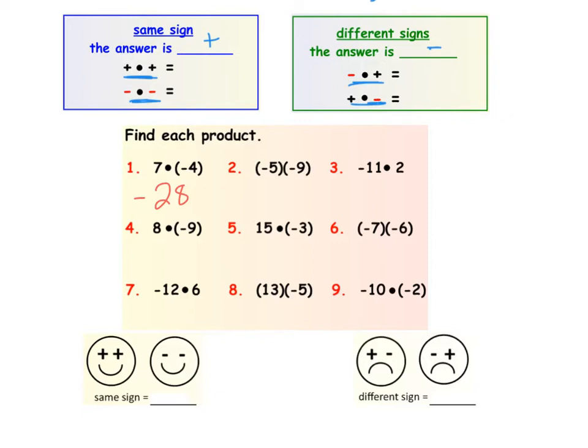Number 2, you got negative 5 times negative 9. Again, just multiply your numbers like you normally would. And then to determine the sign, you got two negatives. If it's the same sign, it becomes a positive answer. In number 3, you got 11 times 2, different signs, so you know your answer will be negative. And 11 times 2 is 22. All right, you go ahead, pause the video, try those next 6 on your own, and we'll see how you do.